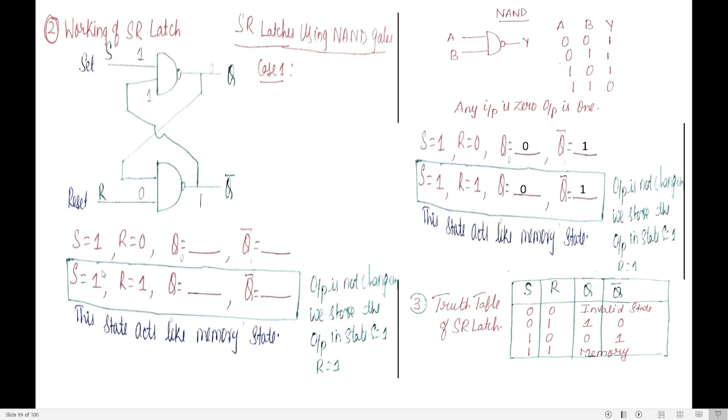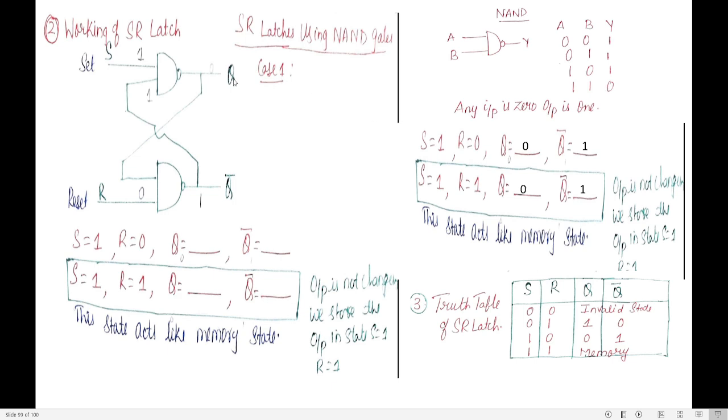So how are we going to do this? First write the value of S at the top, R at the bottom. Check any one of the terminal as 0. Now R terminal is 0. Default output of this gate will be 1. If any one of the terminal is 0, output is 1. So write that 1 here. Bring that 1 and carry it here. Go like this and put it here. So it is 1, 1. 1, 1 is what? 0.